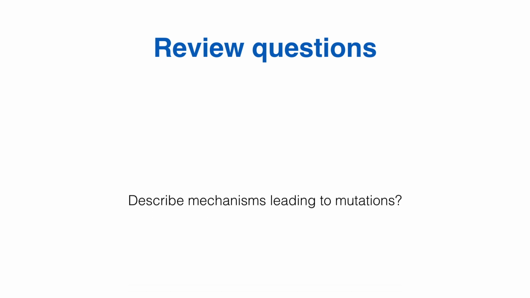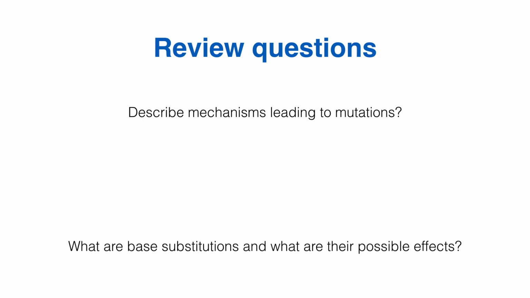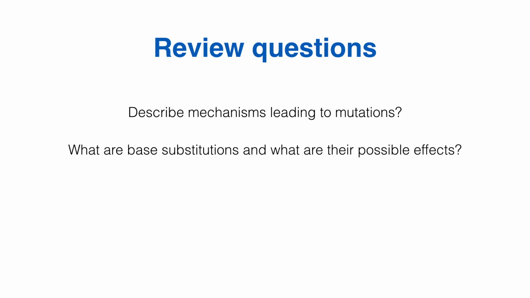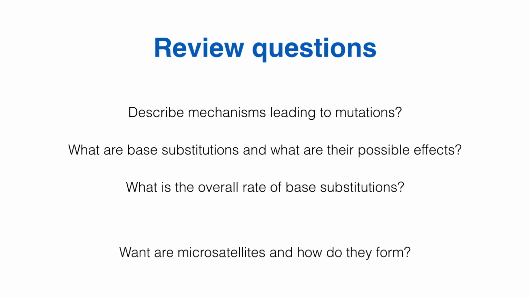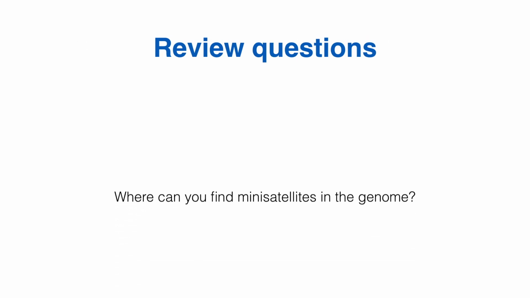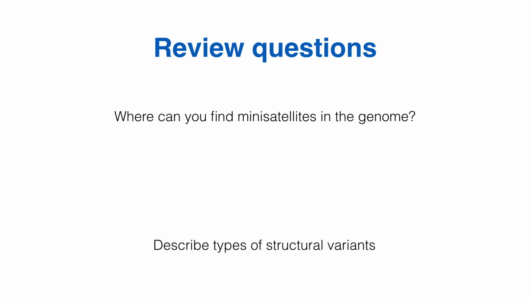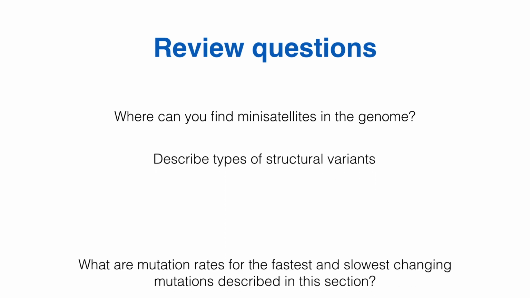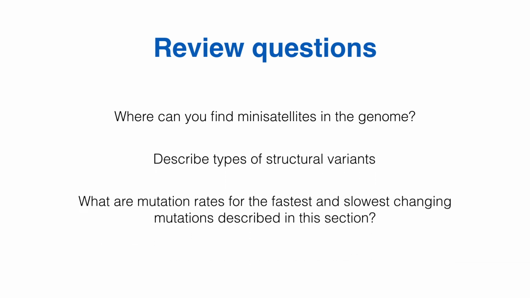Here are some review questions for you. Describe mechanisms leading to mutations. What are the base substitutions and what are their possible effects? What is the overall rate of base substitutions in the genome? What are the microsatellites and how do they form? Where can you find many satellites in the genome? Describe types of structural variants. What are the mutation rates for the fastest and slowest changing mutations described in this section?